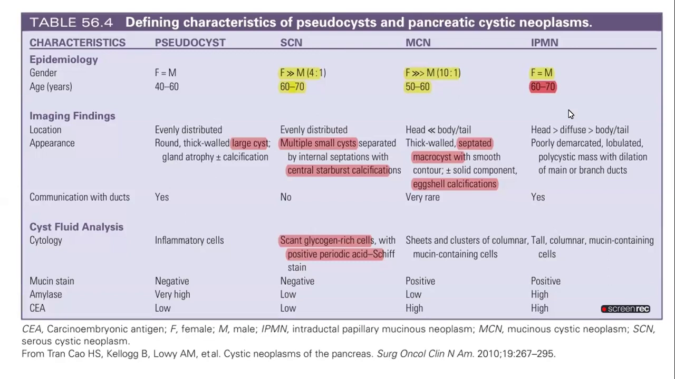Cyst fluid analysis cytology shows tall columnar mucin-containing cells, and mucin stain is positive, amylase should be high, and CEA should be high. The cutoff is 192 nanogram per ml. The other things in the differential are pseudocyst, serous cystic neoplasm, and mucinous cystic neoplasm. Serous cystic neoplasm, central starburst calcification, and mucinous cystic neoplasm, axial calcification. Okay.